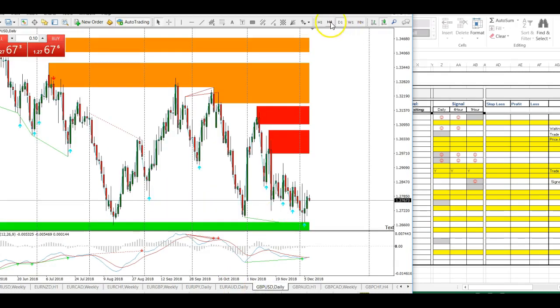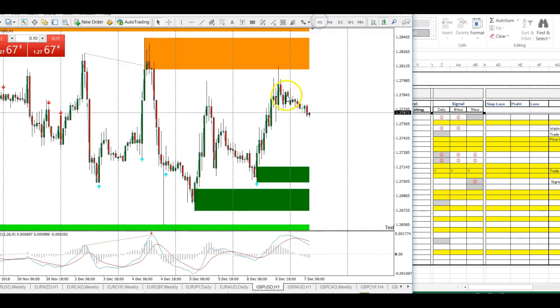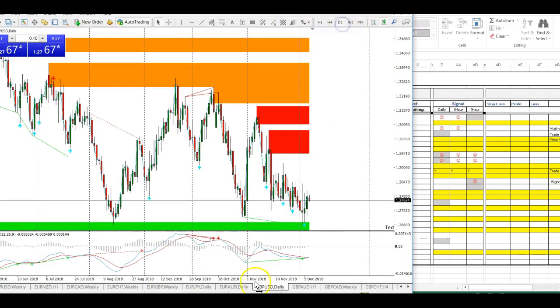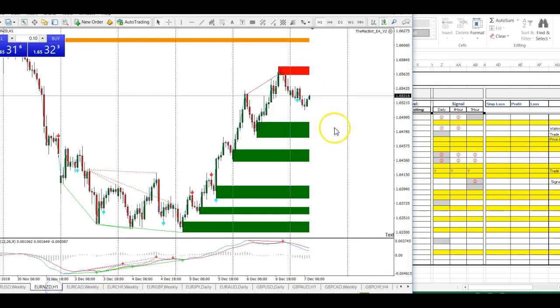British Pound USD off the signal. Where was the signal? It was on the daily chart here. Signal happened here Monday. Close this candle, and so far 60 pips. So 460 pips so far. Euro Kiwi. How many? This one. 230 pips. So that's 680 so far this week.